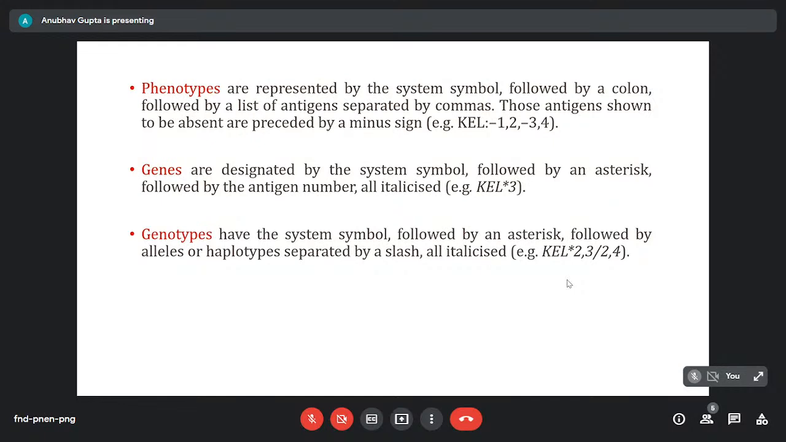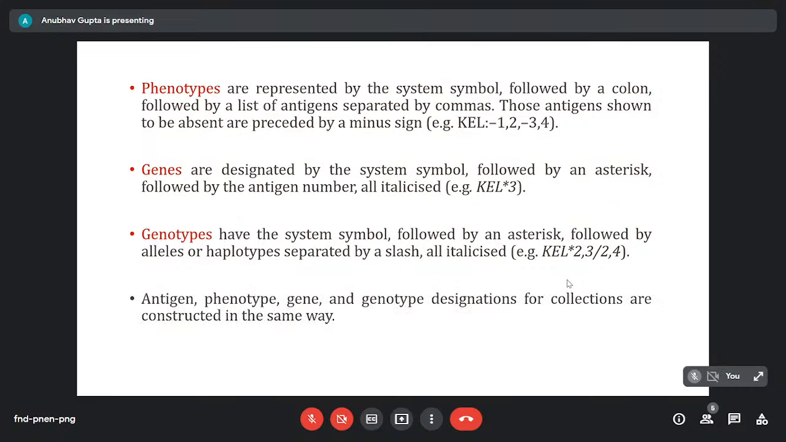How do we write genotypes? Genotypes have the system symbol followed by the asterisk, followed by the alleles or haplotypes separated by a slash, and again all in italics. For example, KEL is the symbol for the KEL blood group system, followed by an asterisk sign, which is again followed by a 2. 2 is the allelic number. Then it is followed by 3 slash 2. 3 slash 2 is the haplotype. Then it is the 4. 4 is the allele. So the genotype is all in italics: KEL, asterisk sign, 2, comma, 3 slash 2, where 2 is the allele, 3 slash 2 is the haplotype, comma 4.